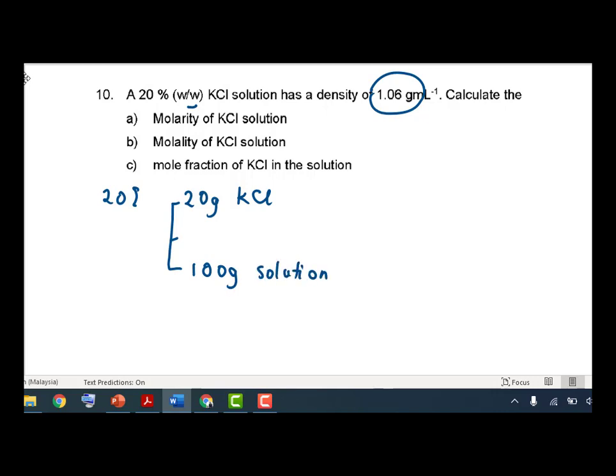So what is the mass of solvent? It is 80 gram of water. The solution, of course, contains KCl with water. Right. Density is given to you in the question. Question A, you have to calculate the molarity of KCl solution.